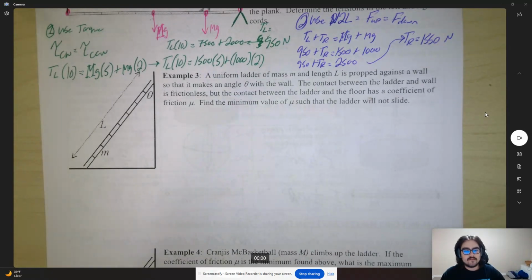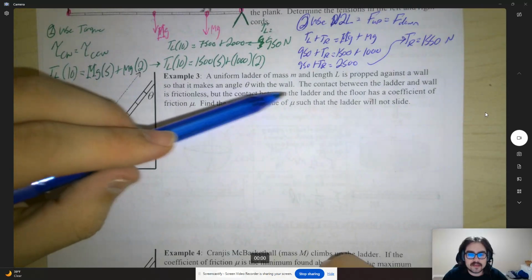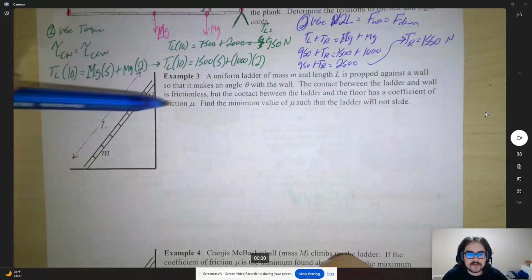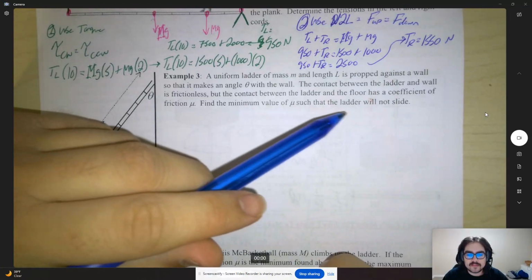So you have a uniform ladder of mass m, length L, propped against a wall so that it makes an angle theta. The contact between the ladder and the wall is frictionless, but the contact between the ladder and the floor has a coefficient of friction mu. Find the minimum value of mu such that the ladder will not slide.